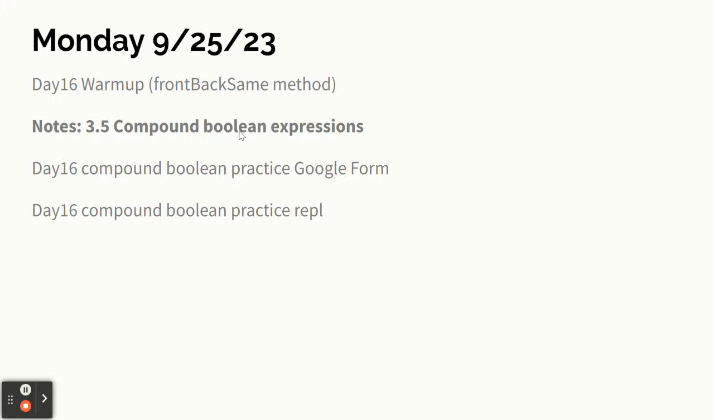Today we're going to talk about compound Boolean expressions. And then we have a Google practice form, and then we have a REPL to do.